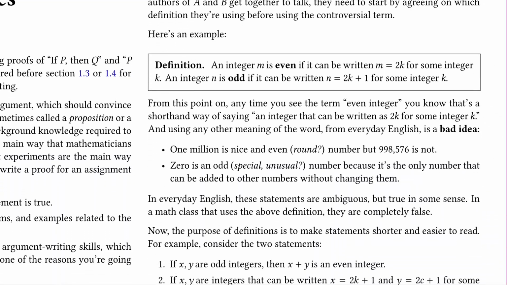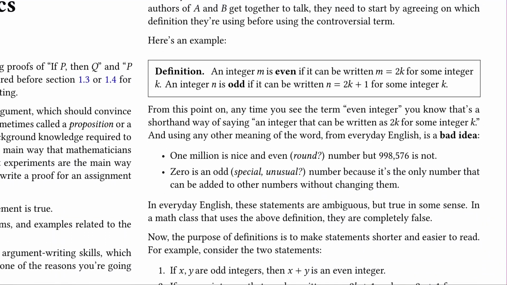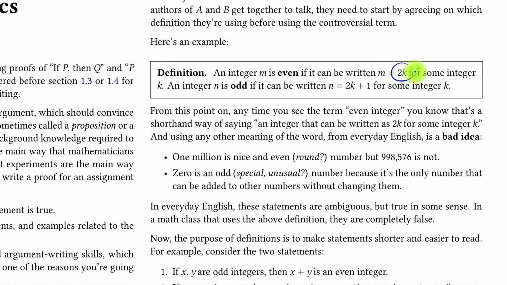All right, so here's an example of a definition. An integer m is even if it can be written in the form m equals 2k for some integer k. An integer n is odd if it can be written in the form n equals 2k plus 1 for some integer k. So whenever, from this point on in this class anyways, you see the term even integer, you know that that's a shorthand way of saying an integer that can be written as 2k for some integer k.